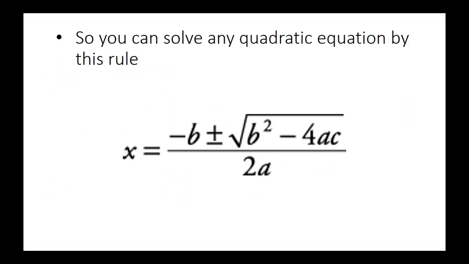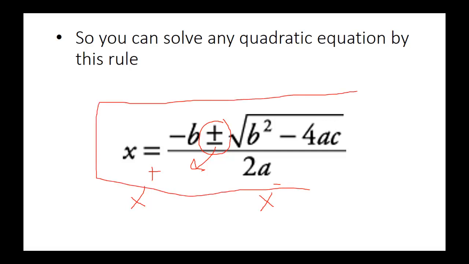So again, you can solve any quadratic equation by this rule. x equals negative b, positive or negative, because we have two solutions, square root of b power 2 minus 4ac, over 2a. This is called the general formula.